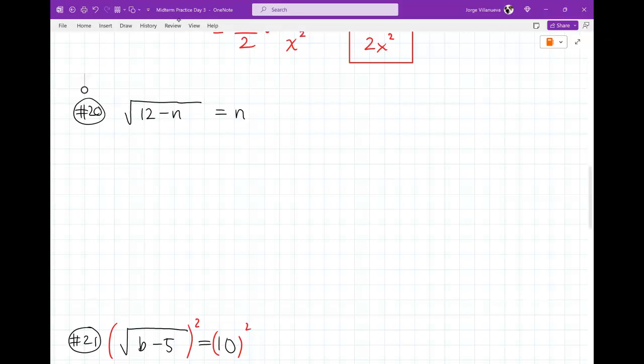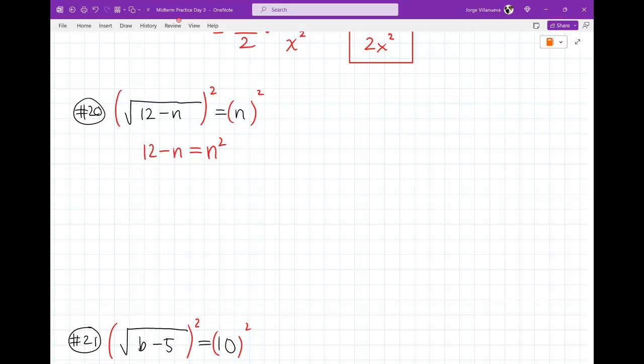So the square root of 12 minus n is equal to n. I'm going to do the same thing. I want to eliminate my square roots. In doing so, I'm going to square both sides. So this is 12 minus n is equal to n squared. That's when the problem gets a little bit more difficult because there's an n squared term now.